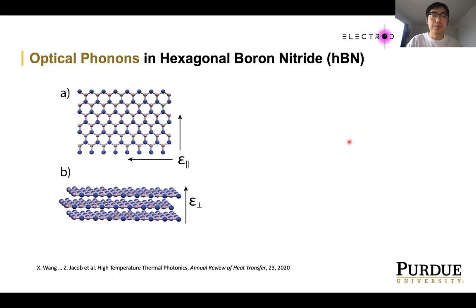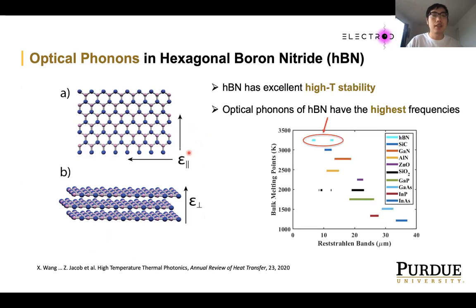And for today, I would like to discuss one very important material, the hexagonal boron nitride. HBN is an anisotropic material with two permittivities along the perpendicular and the parallel direction of the 2D layers. In addition to its high temperature stability, HBN has another very important feature, which is that the optical phonon frequencies of HBN are the highest among all dielectric materials because of the small atomic numbers of boron and nitrogen.